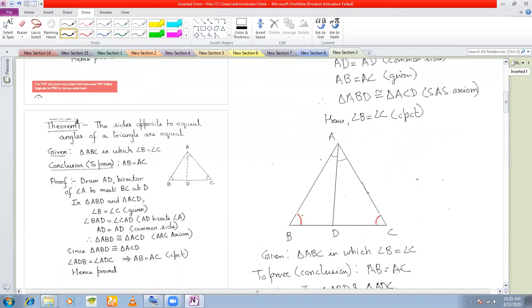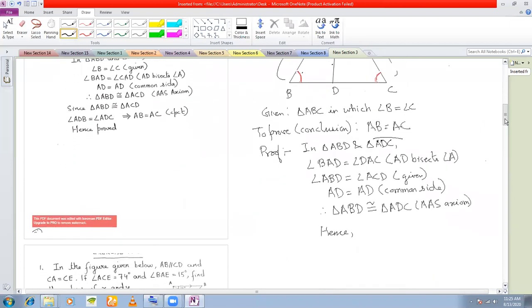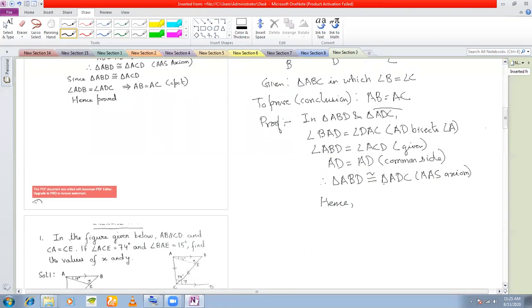Hence what? What do you have to prove? To prove AB is equal to AC. Hence, by CPCT we can say that AB is equal to AC.